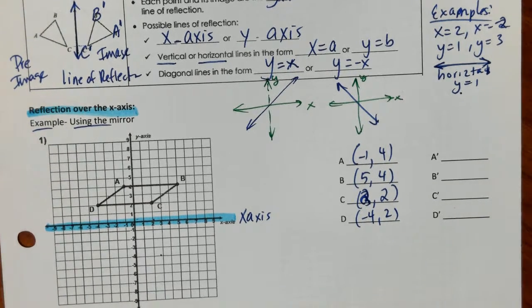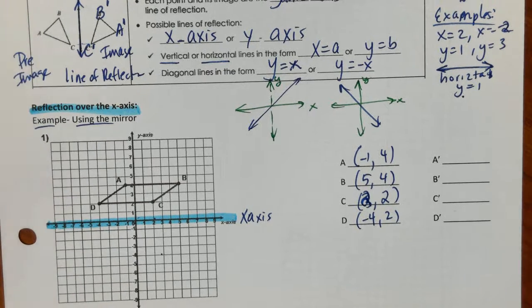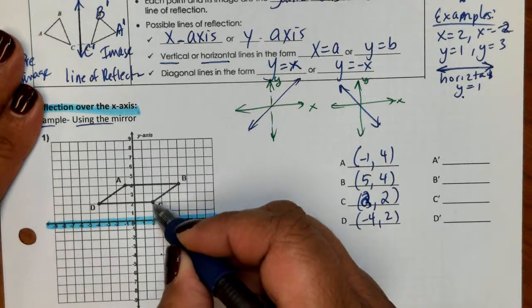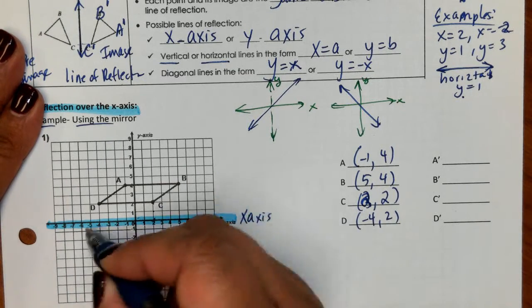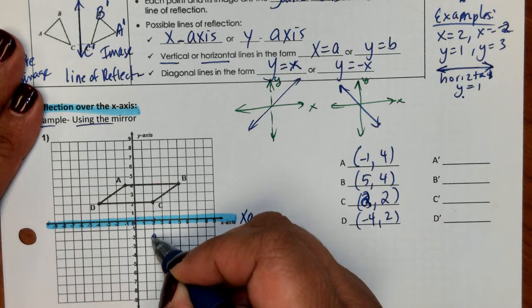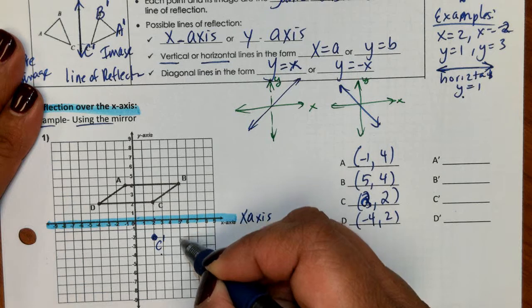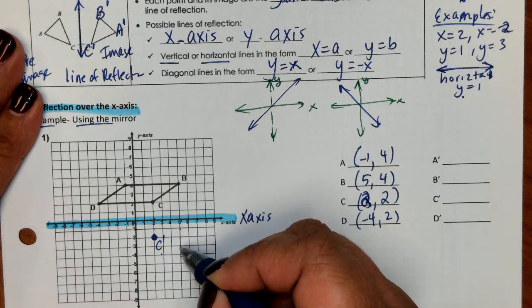Okay? Once you start with that, you can do it two different ways. One, you can use the rule. And we do have a rule for all of these on reflections. Or you can just reflect. Do you see how C is 2 units above this blue line? Well, just go 2 below, C prime. Do you see how there's 4 above? You go 4 below. 1, 2, 3, 4.